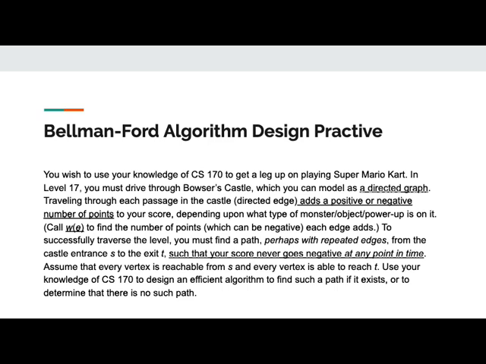Assume that every vertex is reachable from S and every vertex is able to reach T. Use your knowledge of CS170 to design an efficient algorithm to find such a path if it exists, or to determine that there is no such path. A hint is to try to modify the Bellman-Ford algorithm. We'll take 2 minutes since we have 5 minutes left.